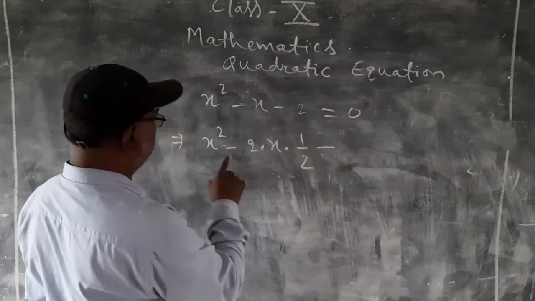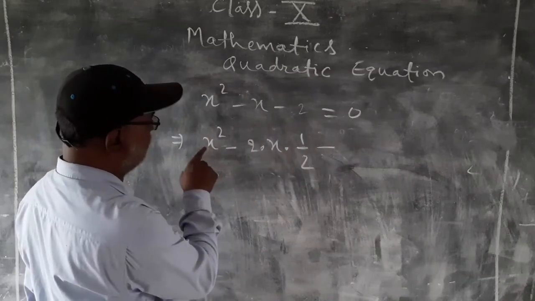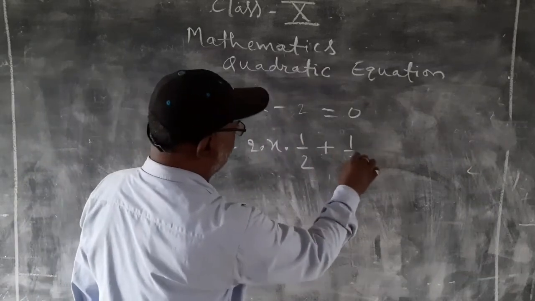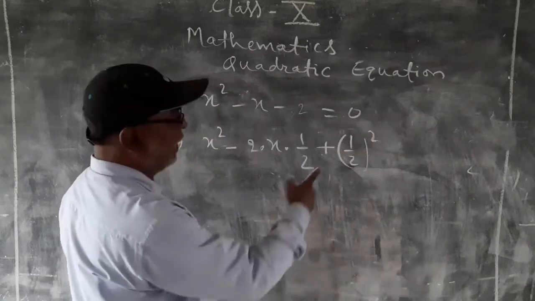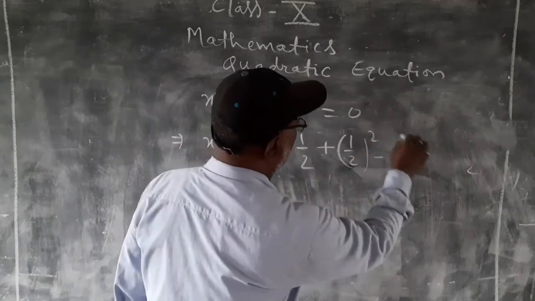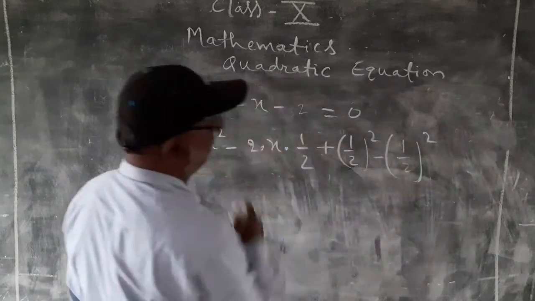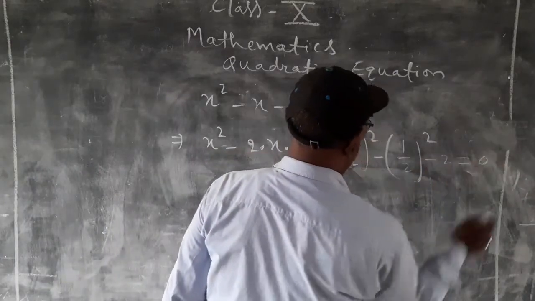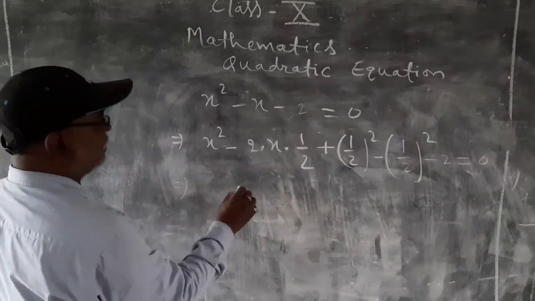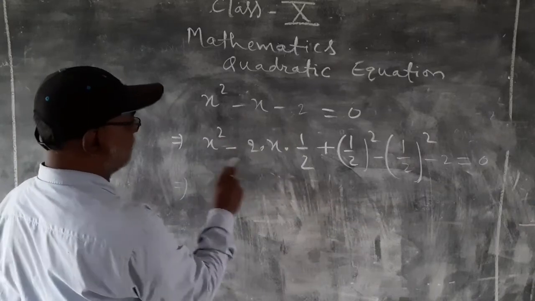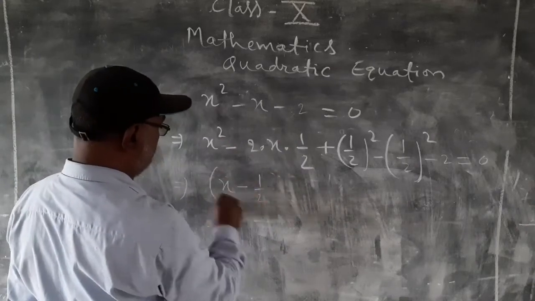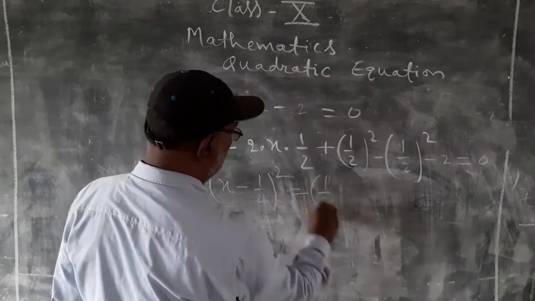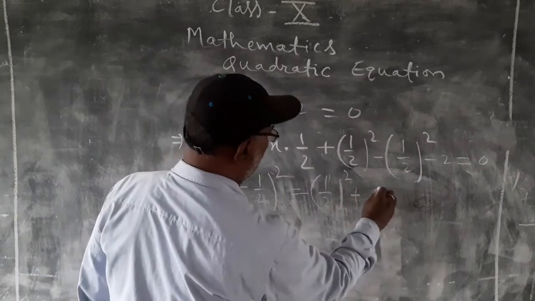But here a square, x square, a is x, 2ab, 2 into x into half, plus b square, half square. Add half square, and to adjust to the given equation, you have to subtract half square also, then minus 2 equal to 0. This is the completing square method: x minus half whole square, and take these two terms to the right side, (1 by 2) square plus 2.